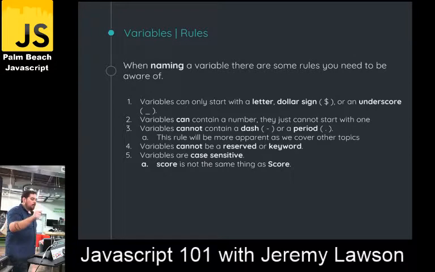When naming a variable, they can only start with a dollar sign, a letter, or an underscore. That's it. That's all they can start with. They can contain a number, but they cannot start with it, right? If I had user1, like the number one, that's totally cool, but I can't have 1user, right? They cannot contain a dash or a period.